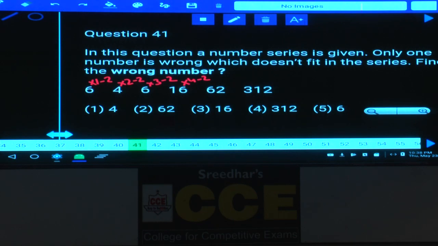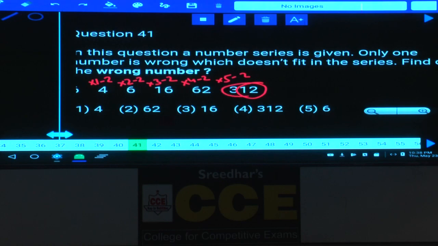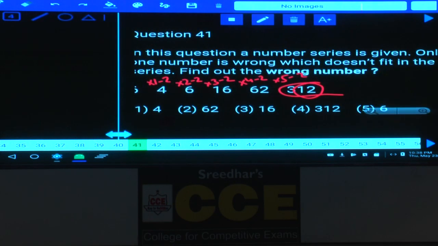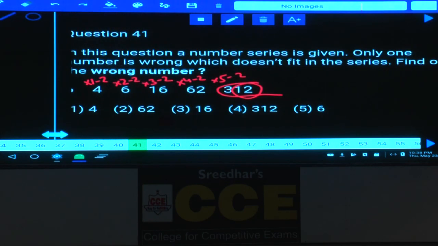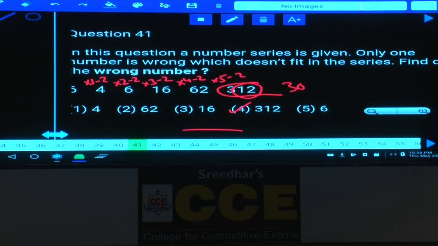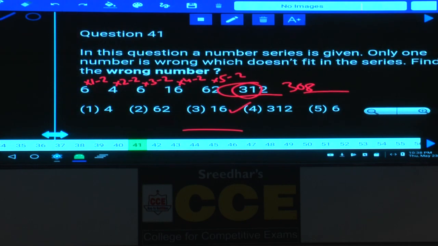Minus 2 is 62, and 62 into 5, 310 minus 2, that is 308 should be the number. In the place of 308 it has given 312, isn't it? Hence what is the wrong number here? 312 is the wrong number, 308 is the correct number, isn't it? 308, hence choice 4. Clear now? Question number 41, it is choice 4.